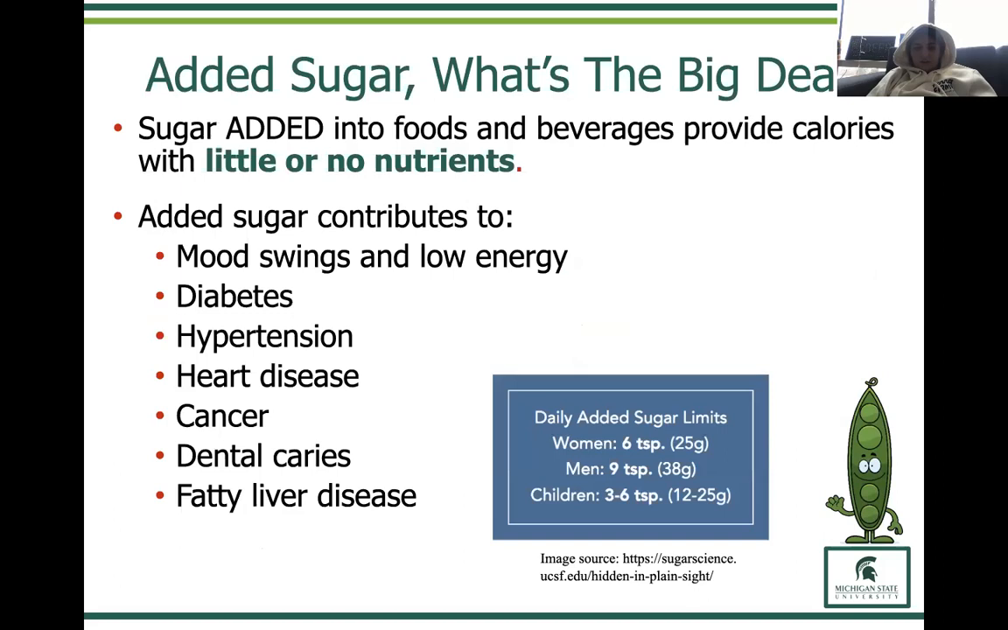Whole foods like a banana or pineapple have the fiber and other nutrients our bodies need. Eating sugar in a whole food form is nutritious. But when we eat a lot of sugar added to foods without the fiber, vitamins, and minerals, it can contribute to mood swings, low energy, diabetes, heart disease, cancer, and dental caries. The American Heart Association and the World Health Organization recommend limiting sugar to 6 teaspoons a day for women and 9 teaspoons a day for men. That's the equivalent of just one sweetened yogurt per day.